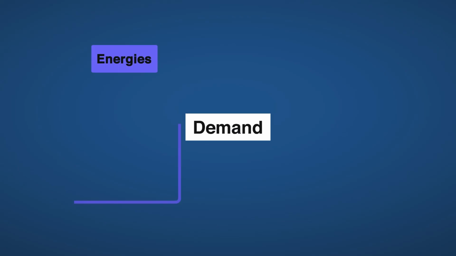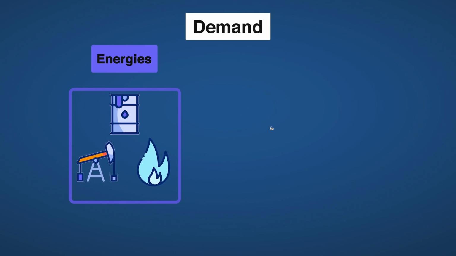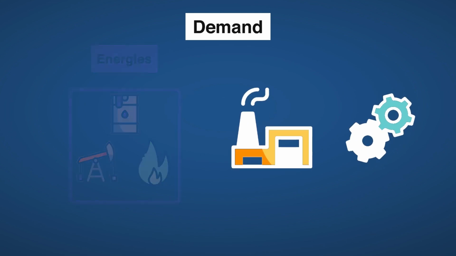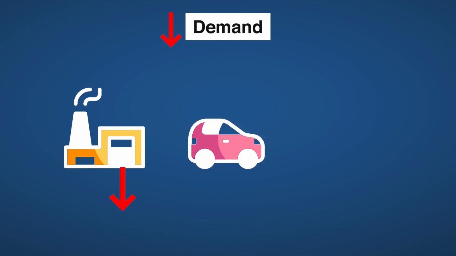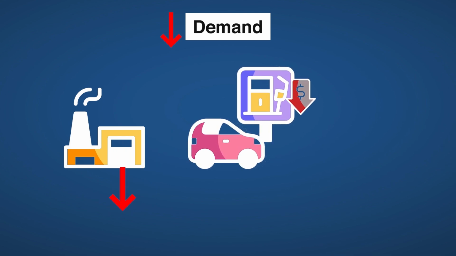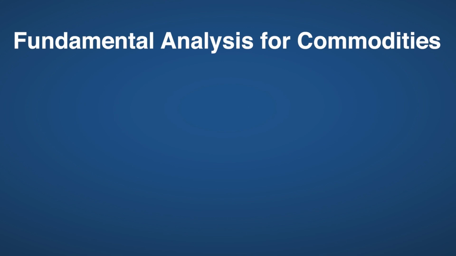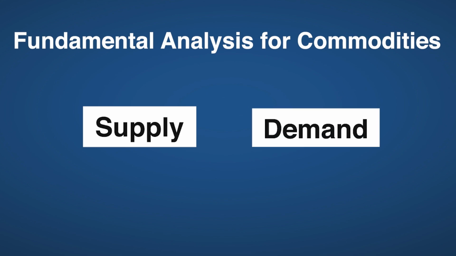And finally, demand. As mentioned, oil and gas is used in so many things such as industry. Is there industrial or economic growth, or is there a slowdown? When times are good, demand will also be good. However, when things are not looking too good, demand and price for oil and gas will also not be so desirable. So remember, when it comes to fundamental analysis for commodities, it's always about supply and demand.